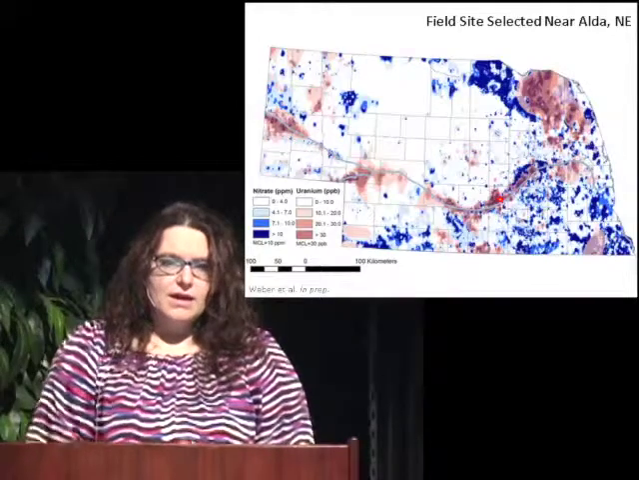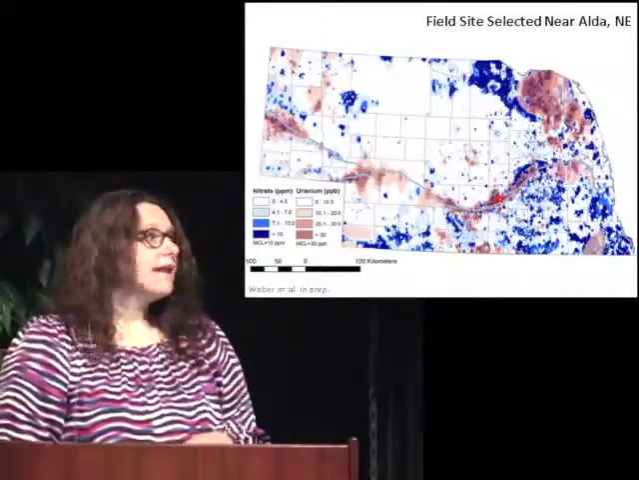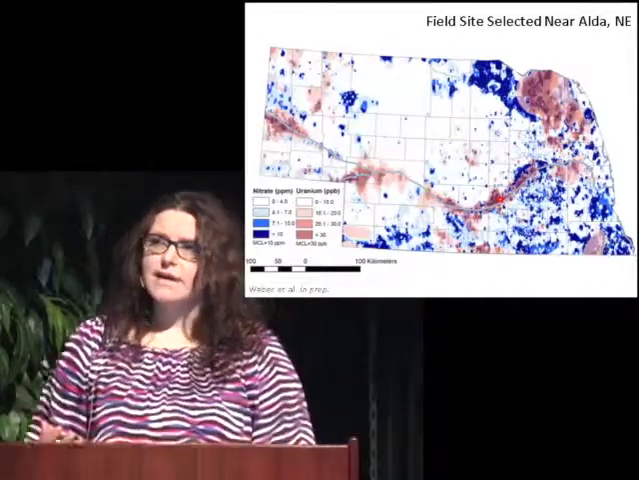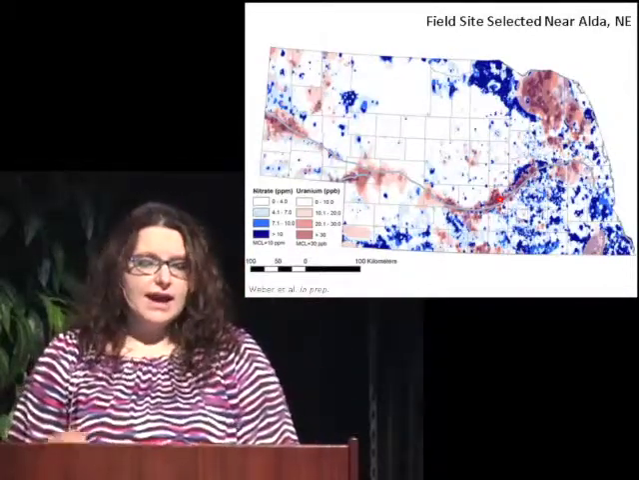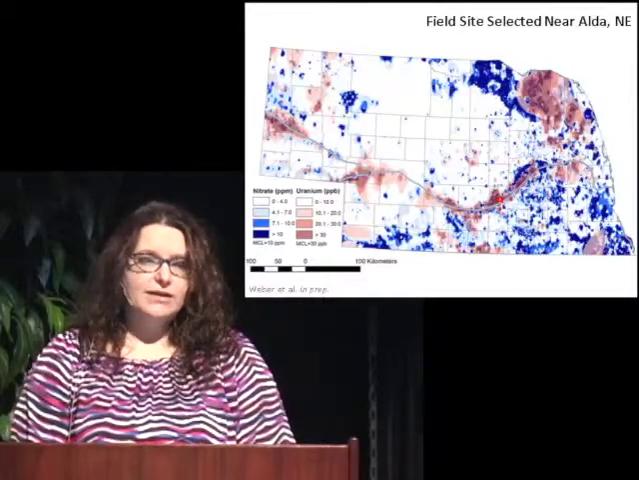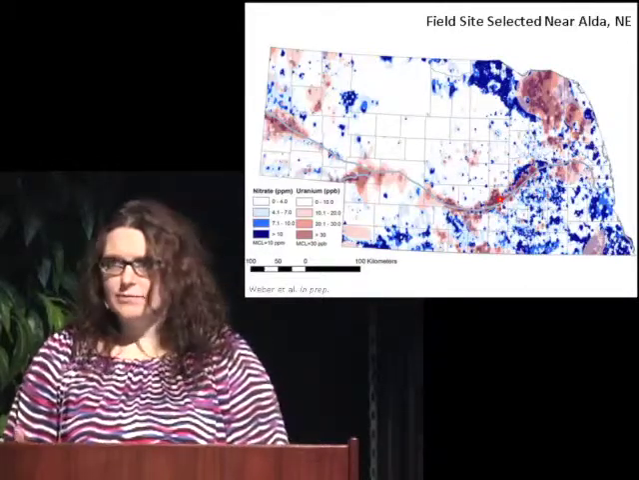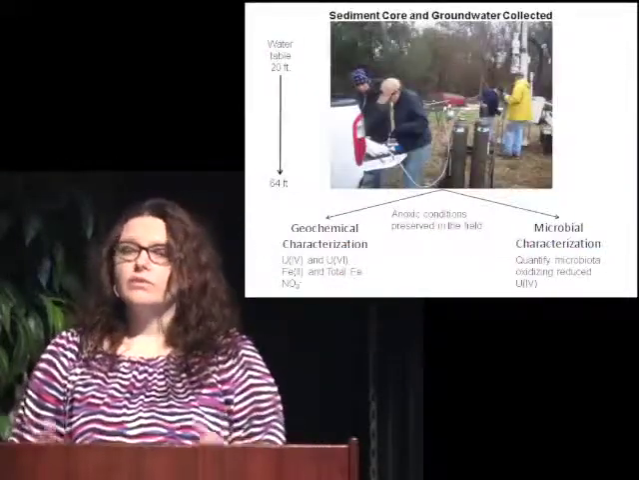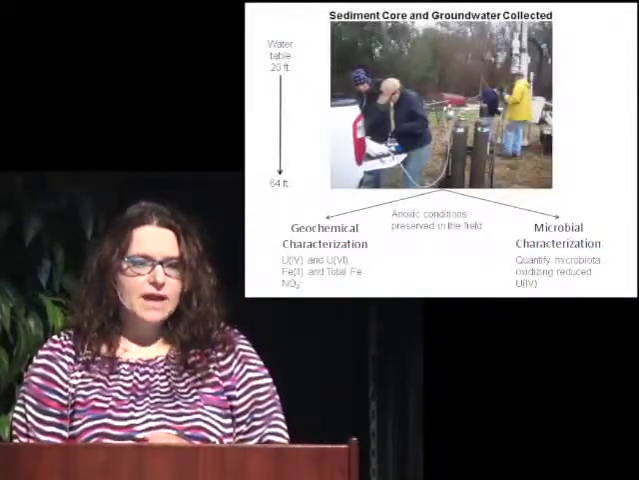We began this study at a field site located in Alda, Nebraska. We had previously described that site as having high nitrate and high uranium concentrations. So our hypothesis was that we might actually be able to go into this environment and find reduced uranium or a reduced system that would be present. And so the plan was, what we did was go out and find a reduced system that would be present.